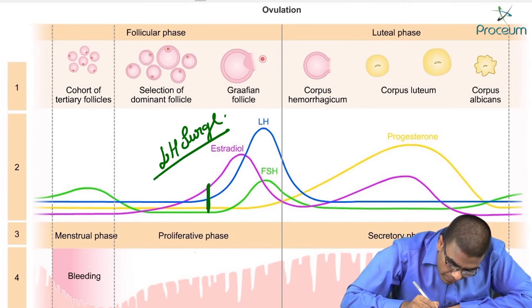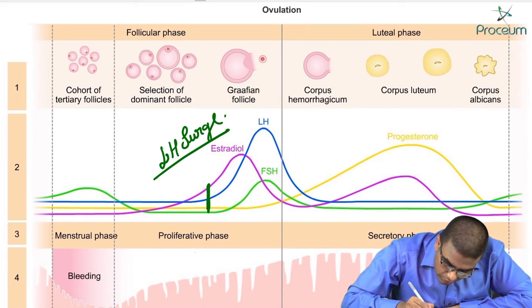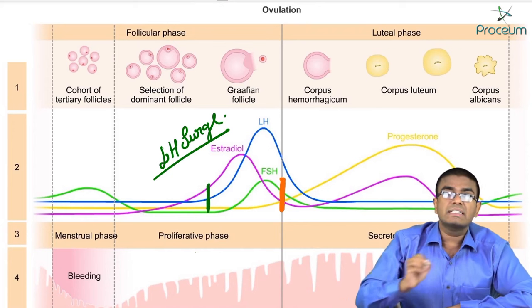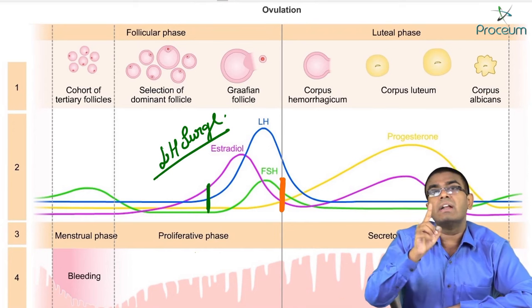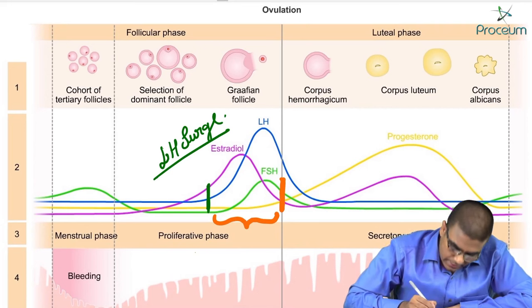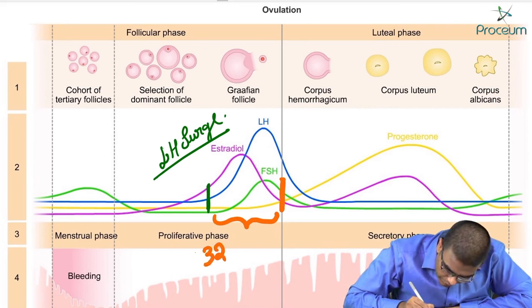Now, from the moment of LH surge to the ovulation, how much time does it take? What is the time period between LH surge and ovulation? The time period is 32 to 36 hours.